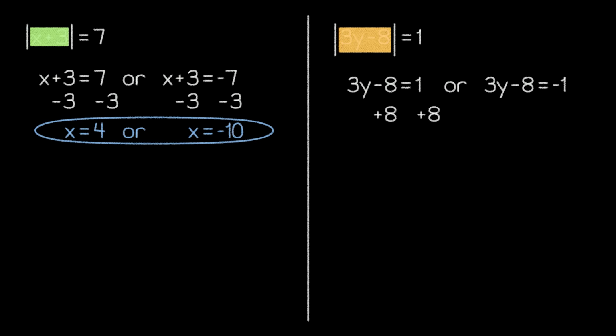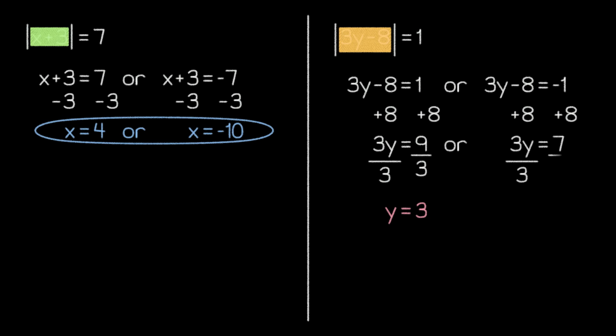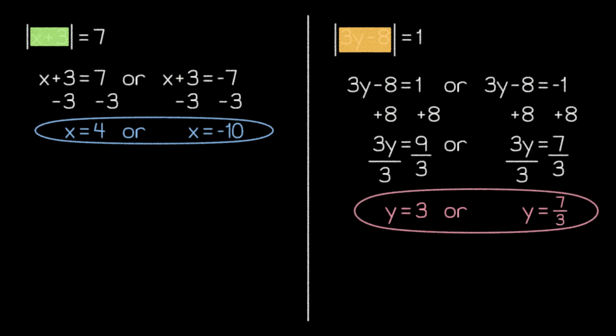In each equation, we could draw another box around the 3y, and you're more than welcome to try that out on your own. But at this point in the video, we'll skip that step and solve the equations using standard strategies. This gets us solutions of 3 and 7/3.